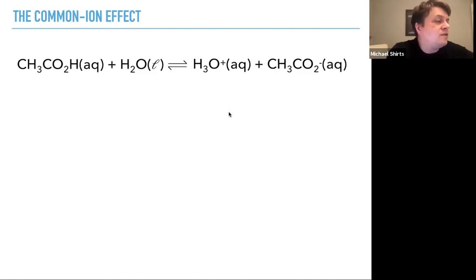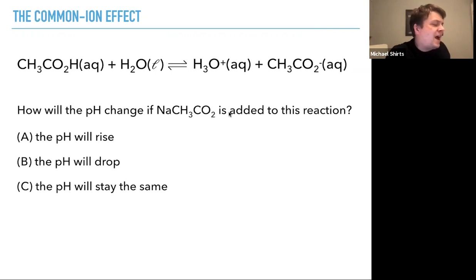Okay, so first we're going to touch on these ideas by looking at the common ion effect. And what this is saying is, let's say I've got acetic acid, I dissolve that in water. So this dissociation occurs. How will the pH change if I add sodium acetate to this reaction? Before, I had acetic acid, so in theory, I didn't add any acetate in, I just added acetic acid, but of course it creates acetate. So the question is, how will the pH change if I add that sodium acetate to the reaction? So pause and think about it for a second.